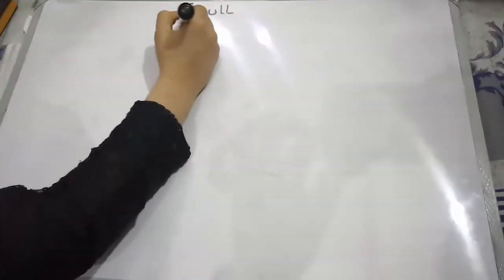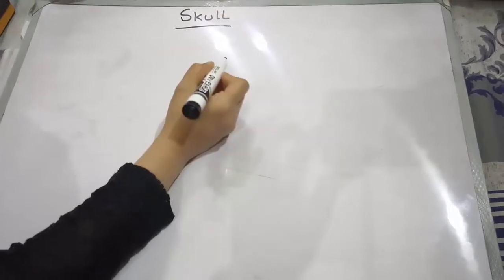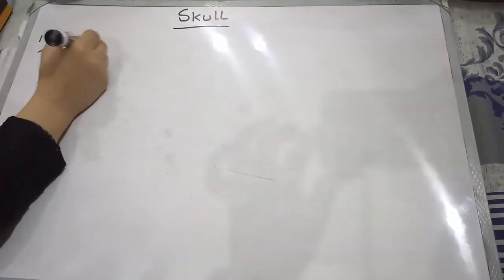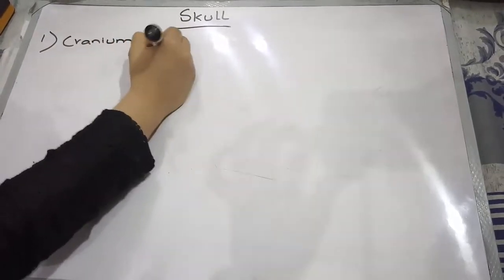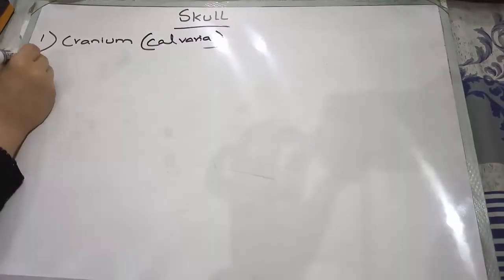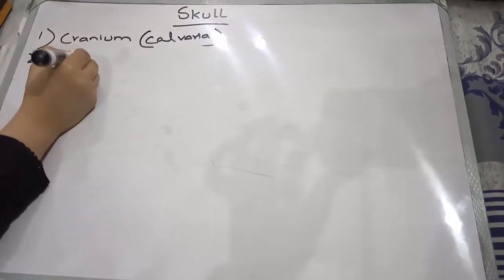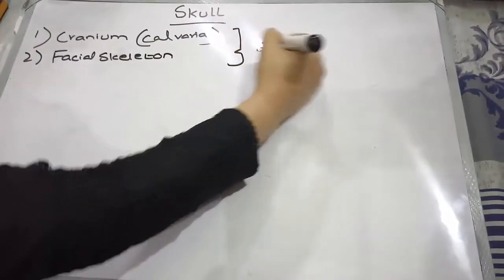In this video we will discuss the skull. The skull is the bony framework of the head. It is arranged in two parts. One is known as the cranium, which is also called calvaria. The second is known as the facial skeleton. These two collectively form the skull.